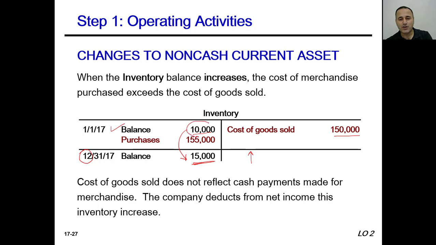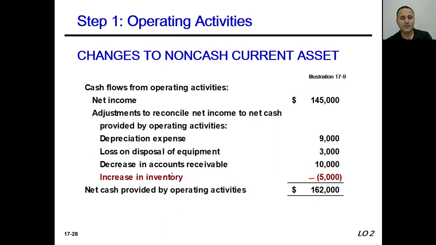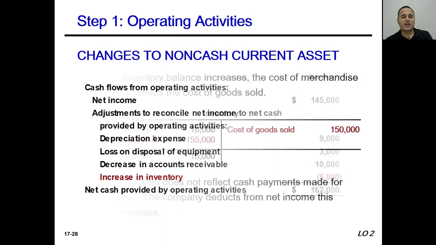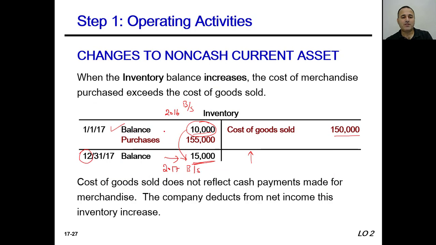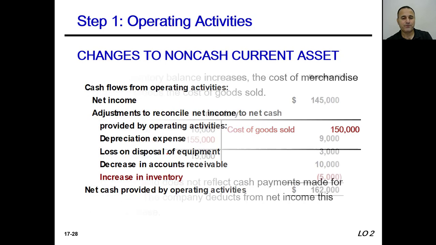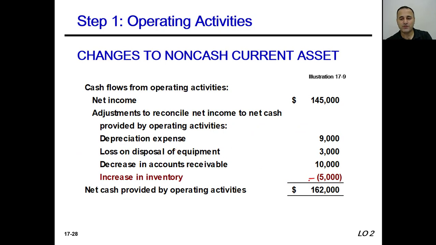So we can get this number from the 2016 balance sheet, and this number we can get from the 2017 balance sheet. This is the ending balance of inventory for 2016. The ending balance becomes the beginning balance for 2017, and this is the ending balance for 2017. So that's why we have to deduct it.